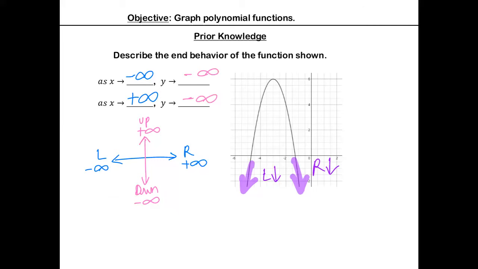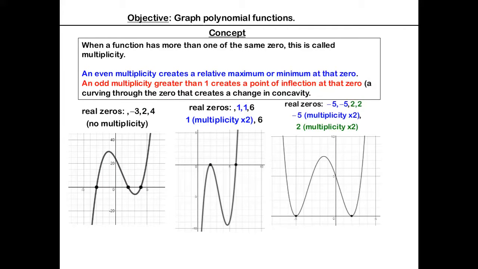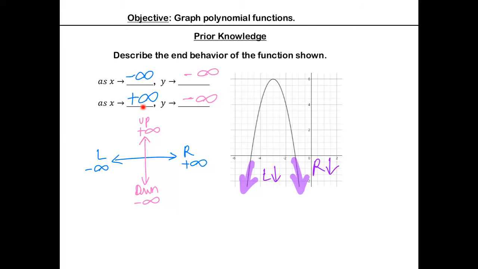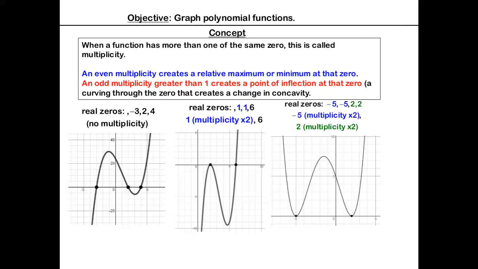All right. So like I said, today we're going to be going backwards. I will be giving you the end behavior, and you have to tell me if it's the left side or the right side going up or down. And then today we're also going to learn about multiplicity.